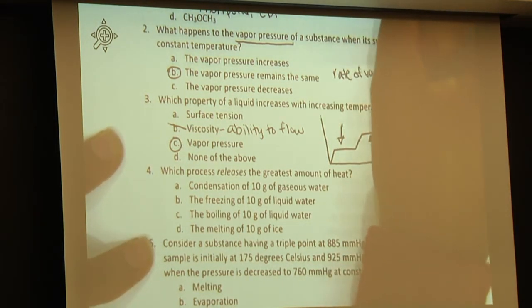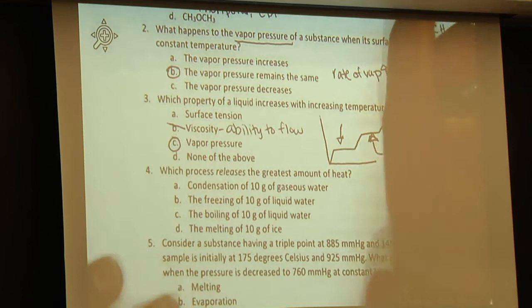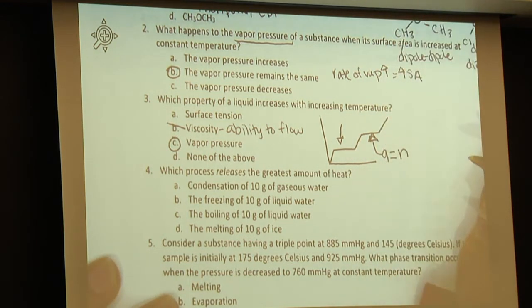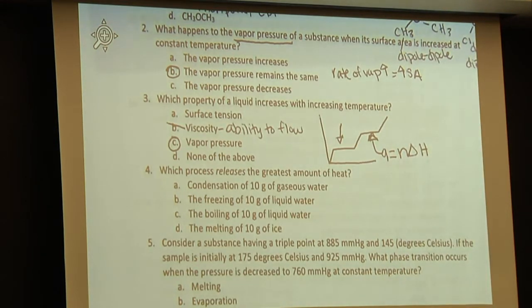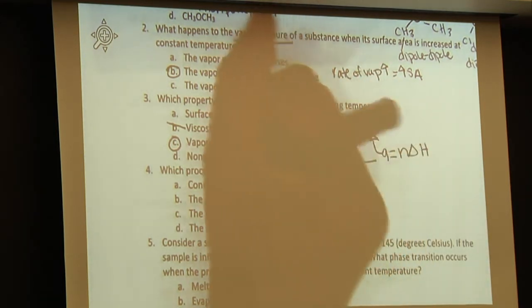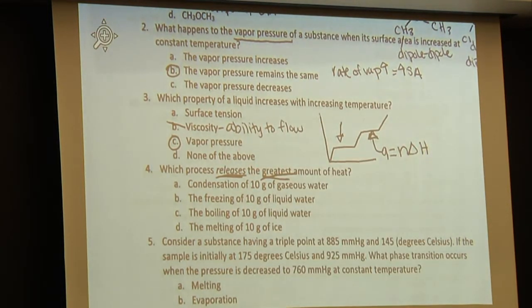And what is the equation for the plateau? I know it's been a while. Q equals n delta H. All right, so at the plateaus, we're going through a phase change, and so we're going to use Q equals n delta H, correct? All right, so there's 2 parts to this question. One, which process releases, so that's one key word, and the other one is the greatest amount of heat, right? So let's start off with figuring out which one is releasing.